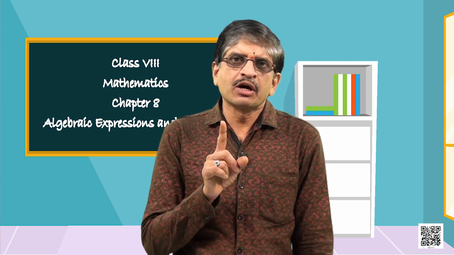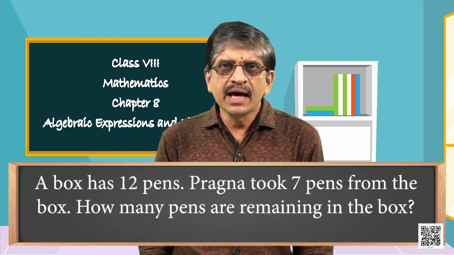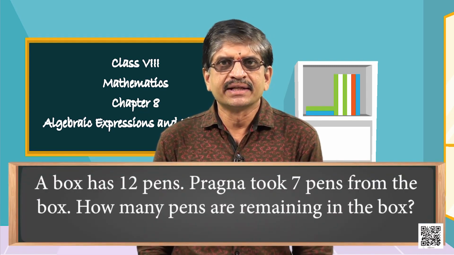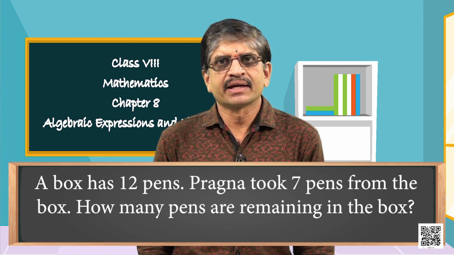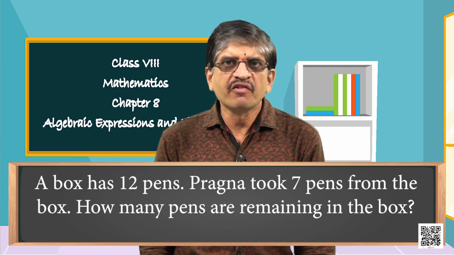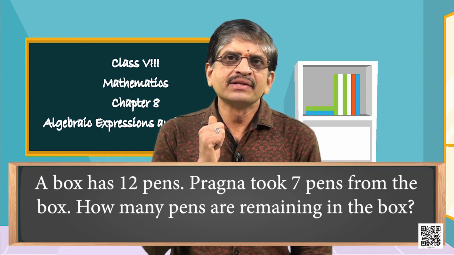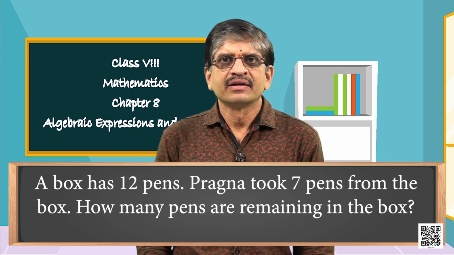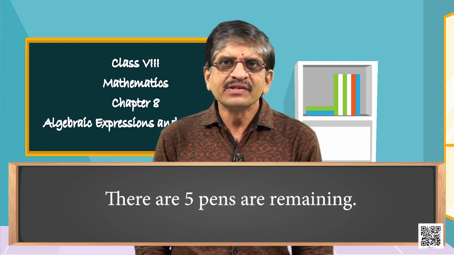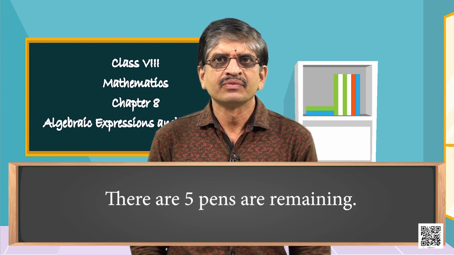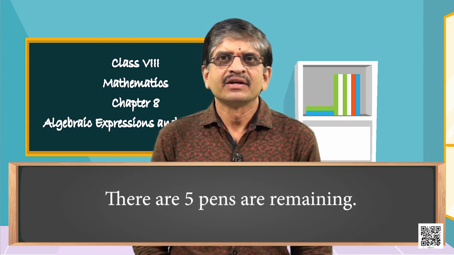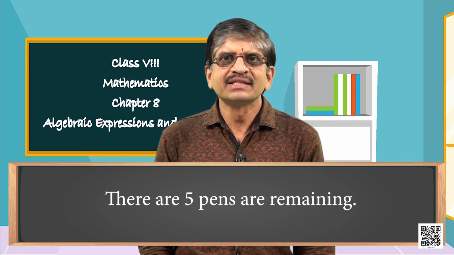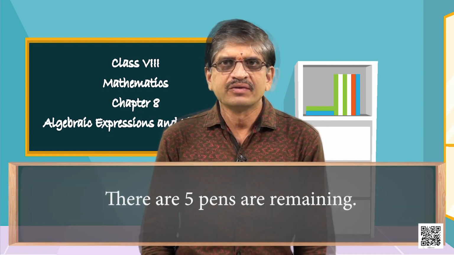Shall we see one more example? Good. A box has 12 pens in it. Pragna has taken 7 pens out of them. How many pens are remaining in that box? Well said. There are 5 pens remaining in that box. How did you get it? Good. 12 minus 7 is equal to 5. Let us see one more example.